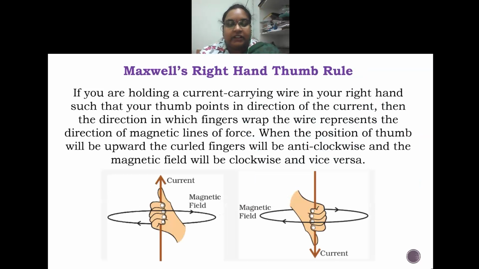Next is the right hand thumb rule. This gives us the direction of the magnetic field that is produced around a coil. If you assume a current carrying conductor in your right hand and the thumb represents the direction of the current, then the curl of the fingers will represent the direction of the magnetic field.